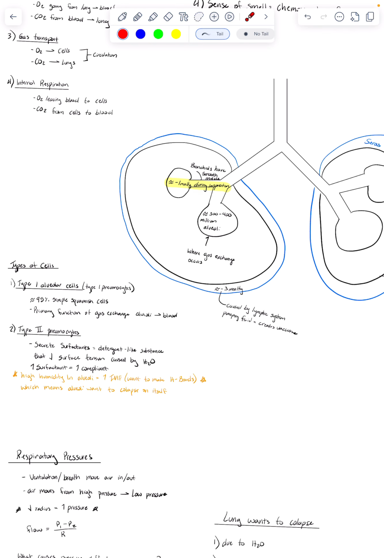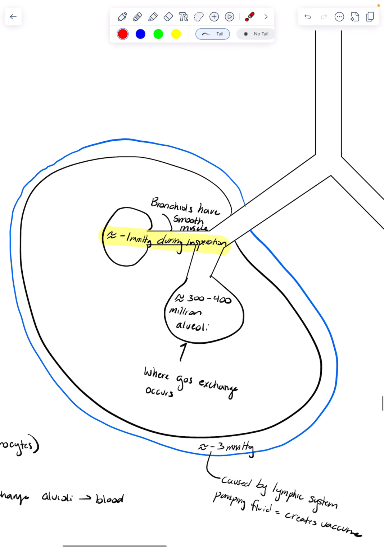So there are a few different types of cells within our lungs. The first type is type 1 alveolar cells. They're just simple squamous cells. It's about 95% of what we have, and the primary function is just simple gas exchange. We also have a secondary, or type 2, which are the pneumocytes. Basically, they produce surfactant, and surfactant is actually really cool.